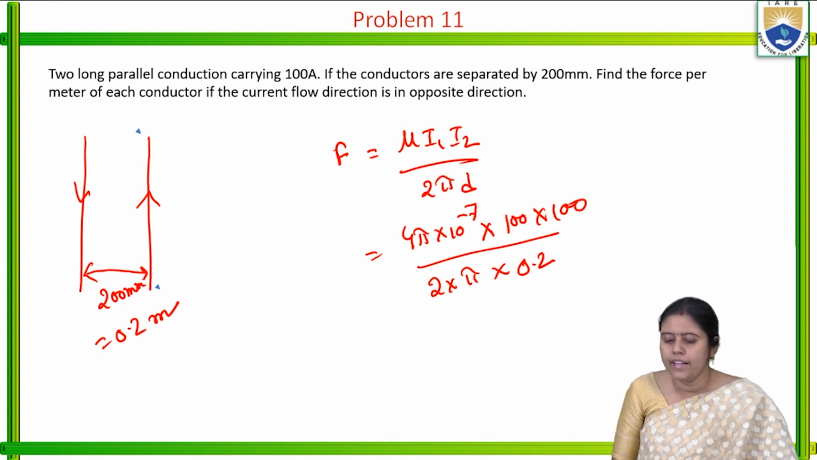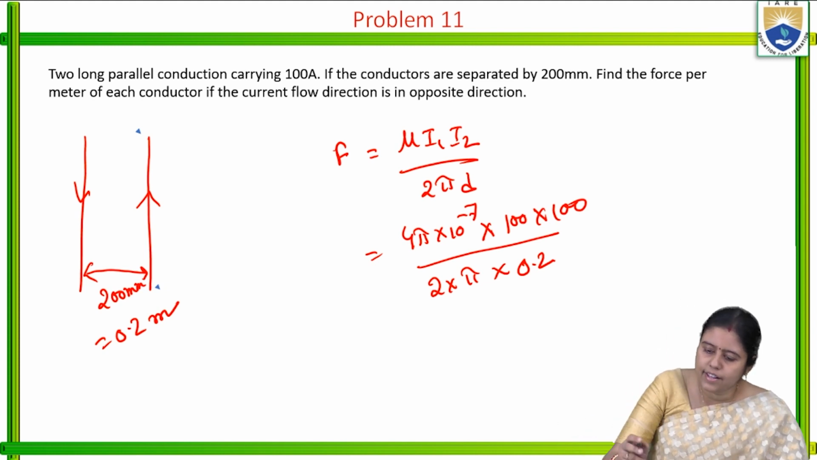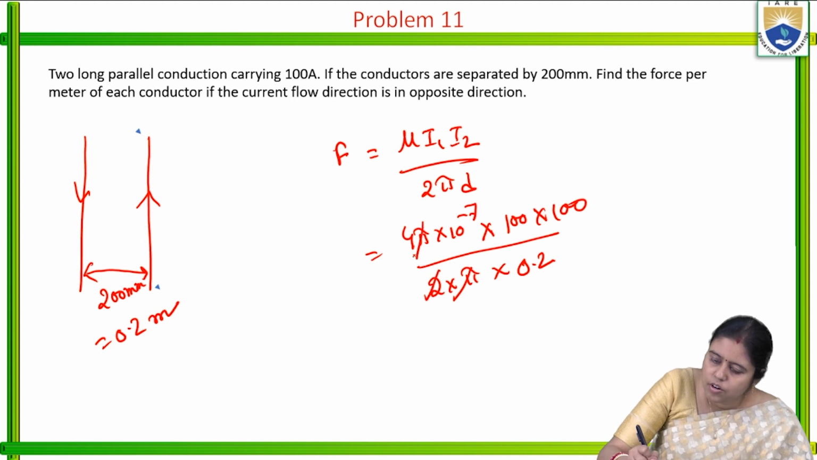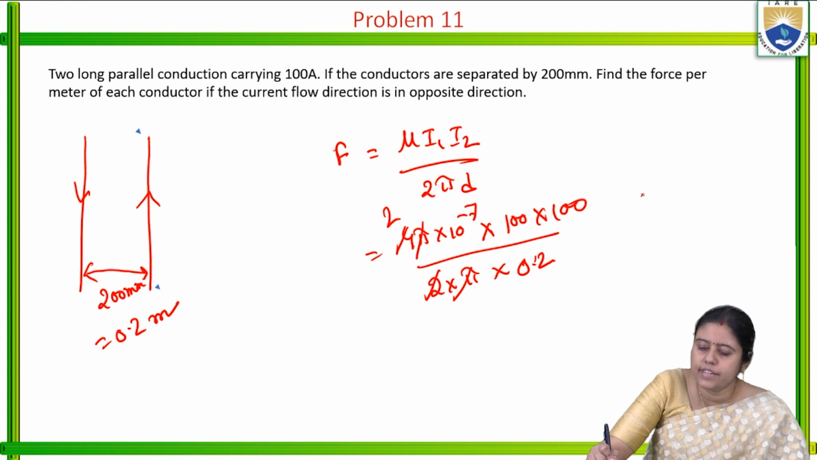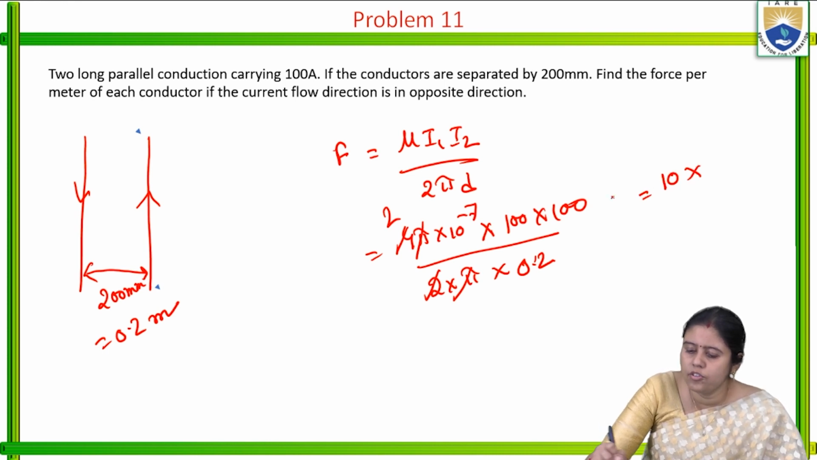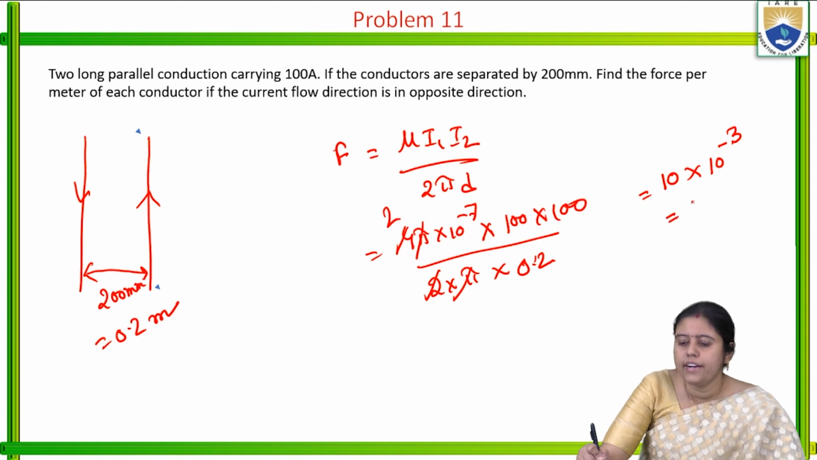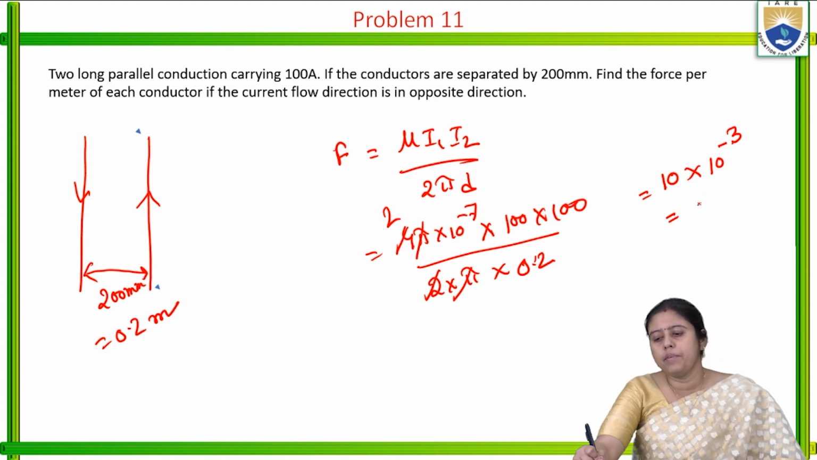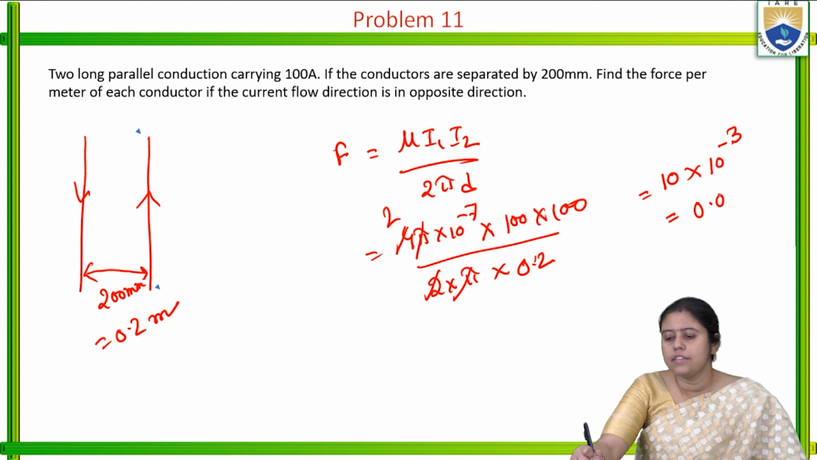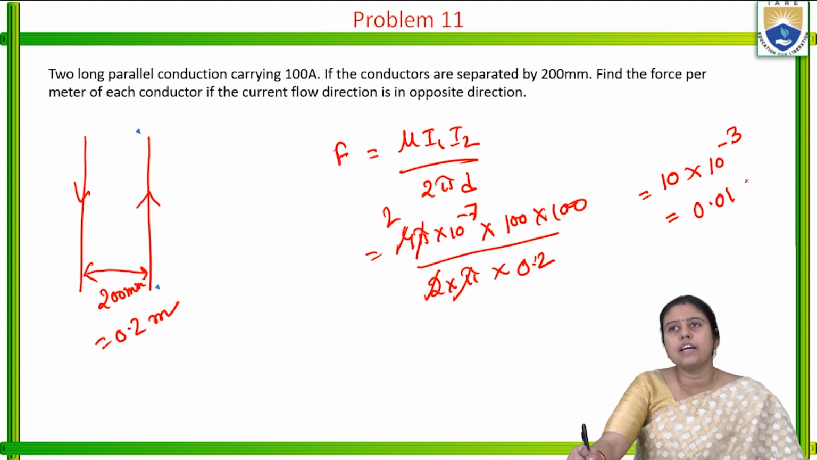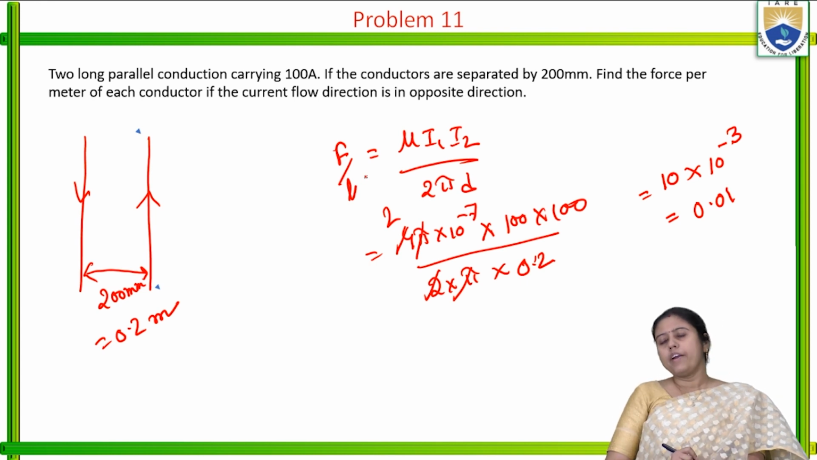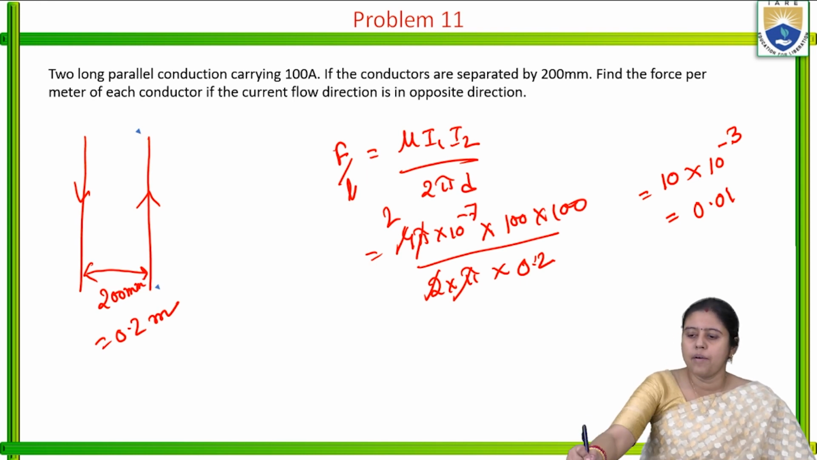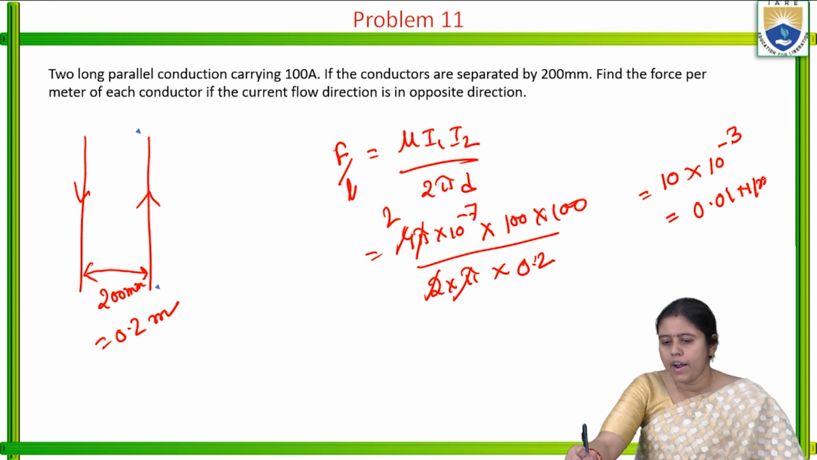So we can tell that the pi can cancel out 2, and 0.2 by 2 means 10. So 10 into 4 means 10 to the power minus 3. 10 into 10 to the power minus 3 means 0.01. And what is the unit? Actually this is not force, it is force per unit length. So the value will come in Newton per meter.